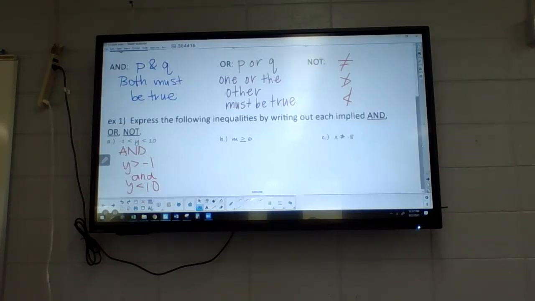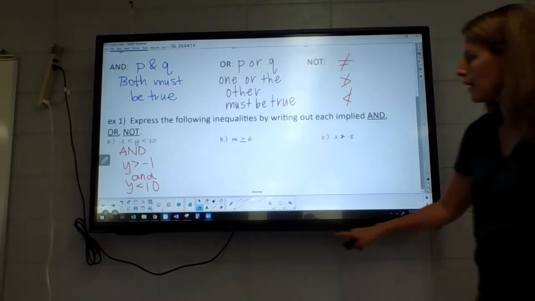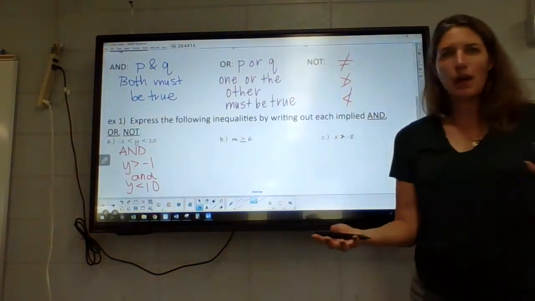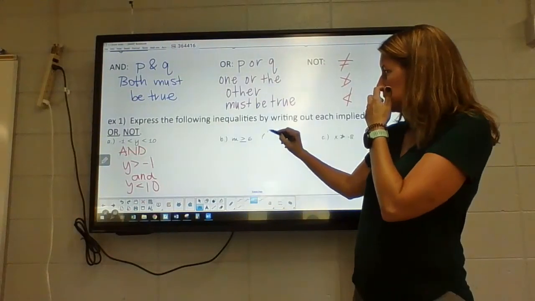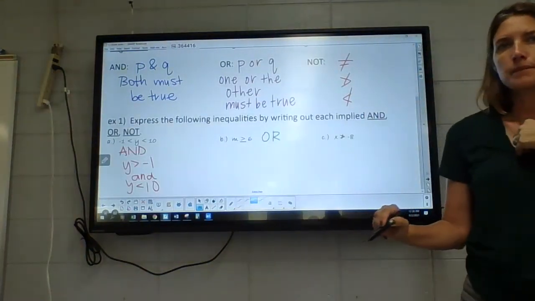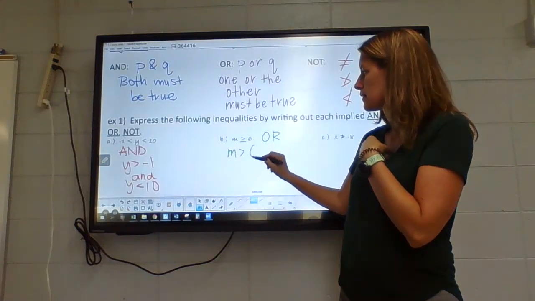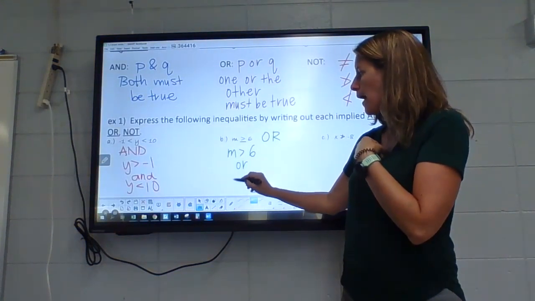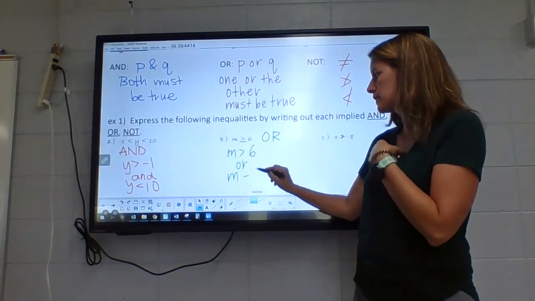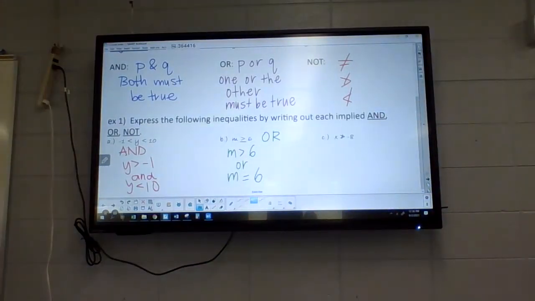All right, what is this one saying? M is greater than or equal to 6. So write this out in a way that someone would understand. This is an or: M is greater than 6, or M is equal to 6. So kind of just writing that out as obviously as we can.